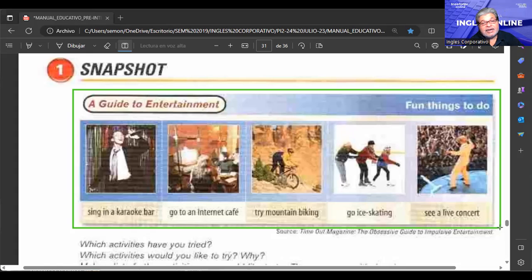Okay, go to an internet cafe. Have you ever gone to an internet cafe? Yeah, a few years ago, we didn't have internet at home. Okay. Try mountain biking. Have you ever tried mountain biking? Never, because it's dangerous. Yeah, it is. Okay, nobody has tried mountain biking.